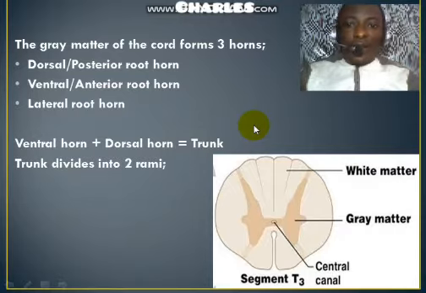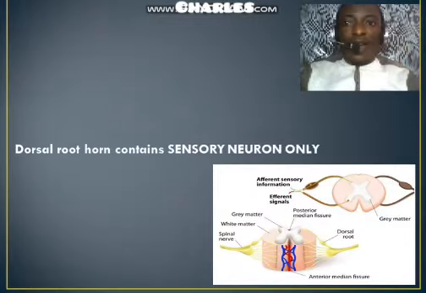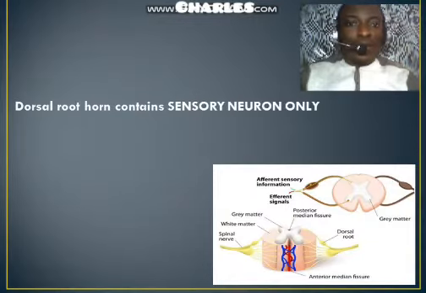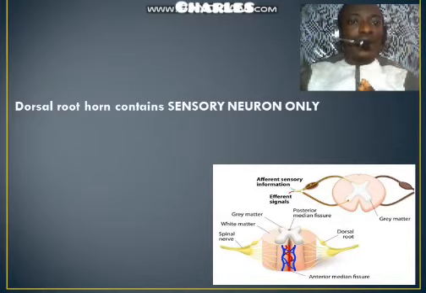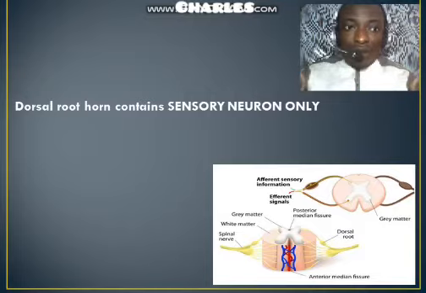The trunk, like I said, divides into two rami, the ventral ramus and the posterior ramus. The dorsal root horn contains only sensory neurons. There are two types of neurons: sensory neurons and motor neurons. Sensory neurons are neurons that carry information from all our body parts to the brain.